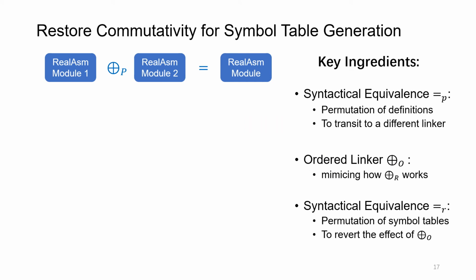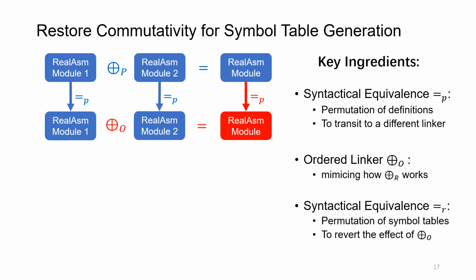The commutativity for symbol table generation is restored using the following ingredients. First, by inserting a syntactical equivalence relation equal P as a vacuous compiler path, we are able to translate from CompCert's linker to a different one called the ordered linker. The idea is that the ordered linker should mimic how the linker for object files works at the assembly level. The syntactic equivalence is simply a permutation of definitions that absorbs the effect of switching the linkers while maintaining commutativity.